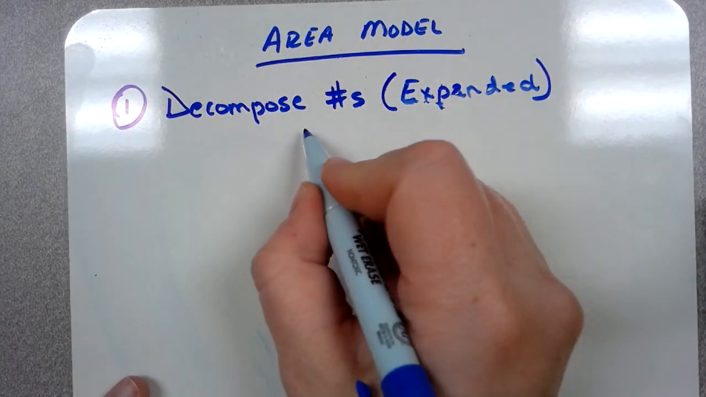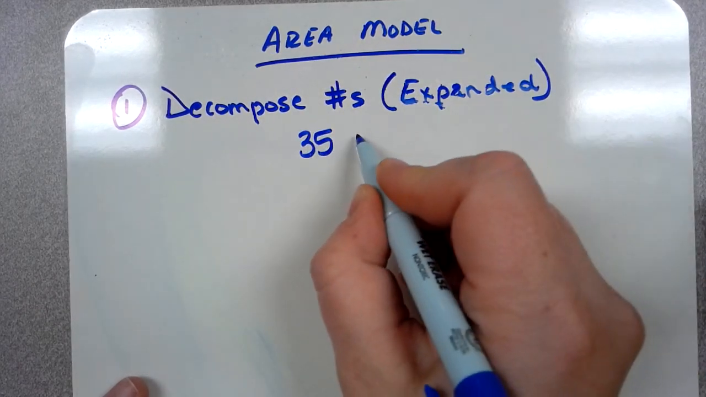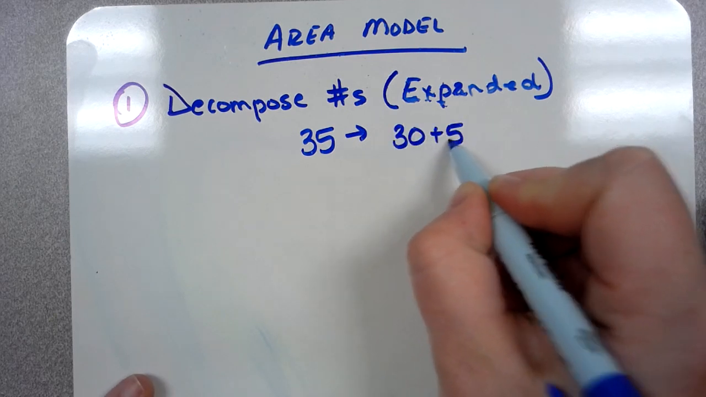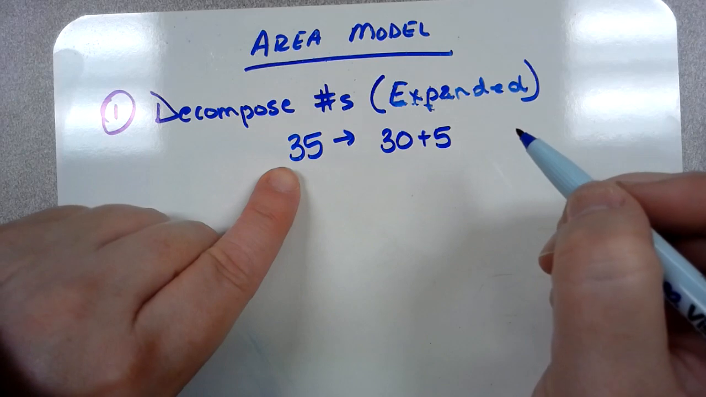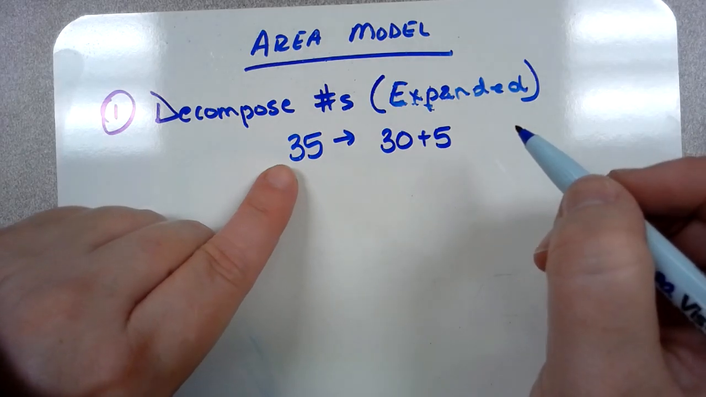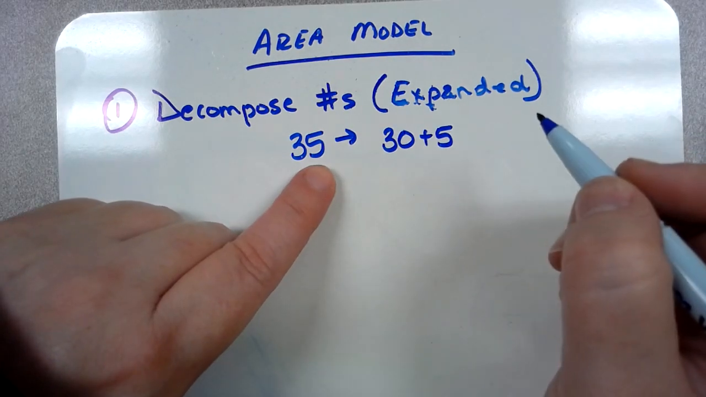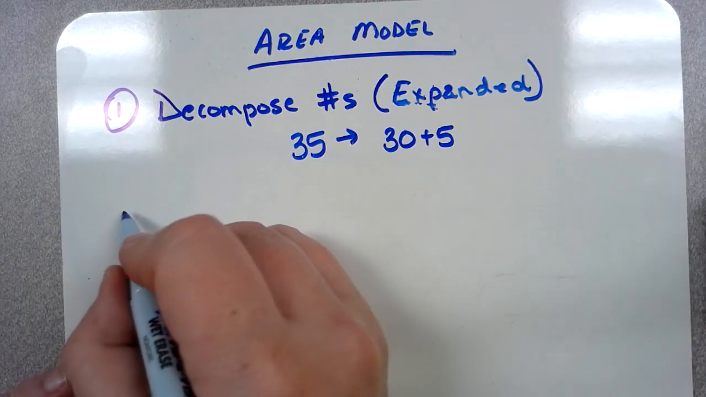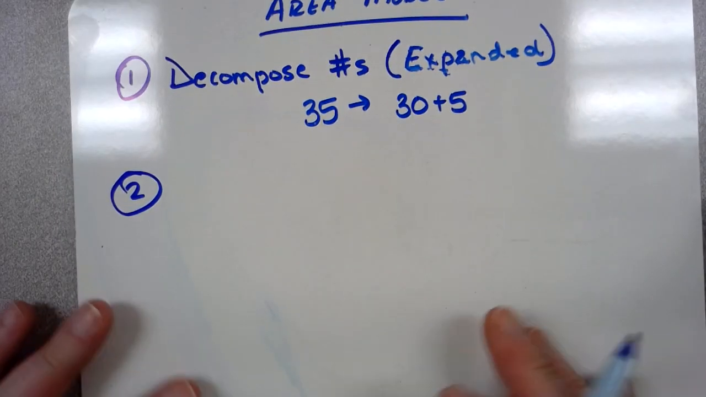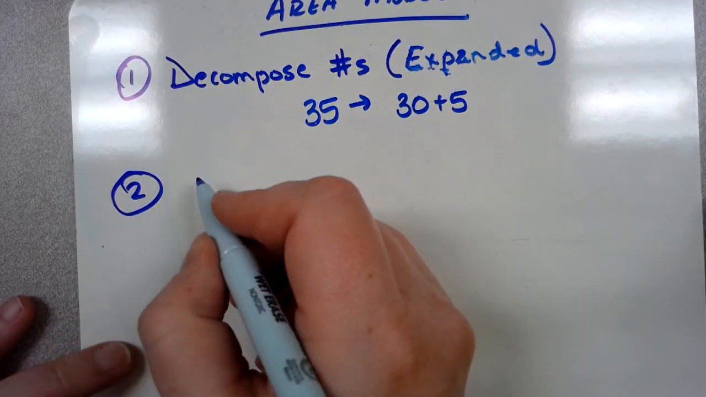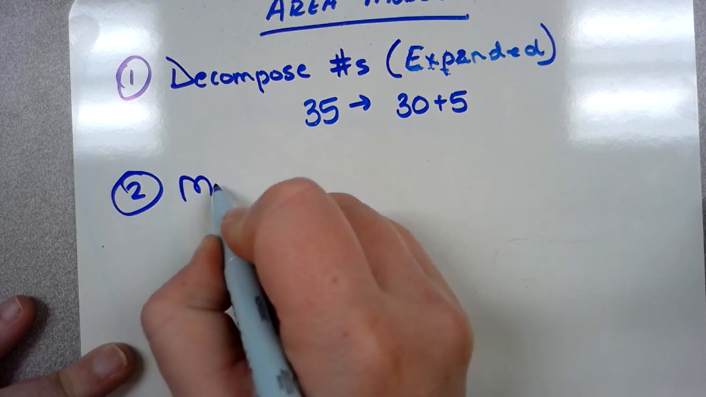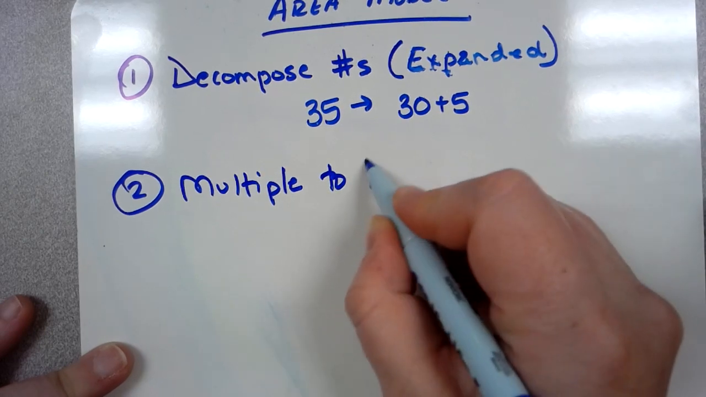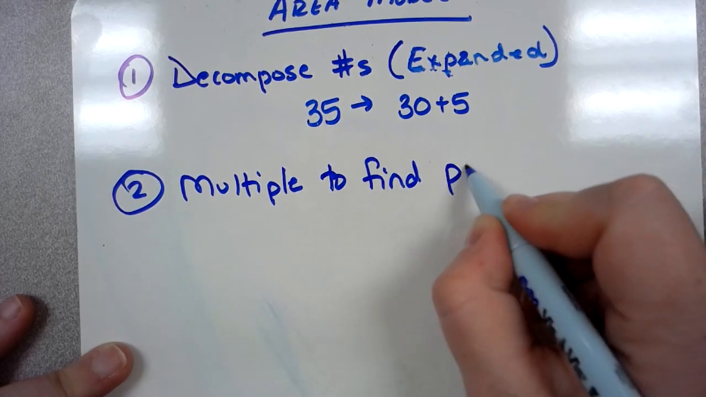So I'm sorry about that. For example, the number 35 would decompose to 30 plus 5 because how many tens are there? There are 3. 3 times 10 is 30, and there are 5 ones. So you decompose. And then number 2, you have to multiply to find what we call partial products.